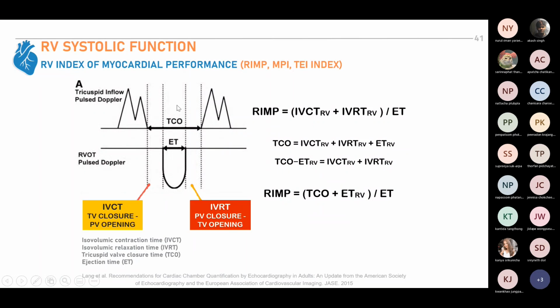TCO is the tricuspid valve closure to opening time, which includes RV ejection time, IVCT, and IVRT. So TCO minus ET is equal to IVCT plus IVRT. Thus, the RV index of myocardial performance is TCO minus ET, and then divided by ET.